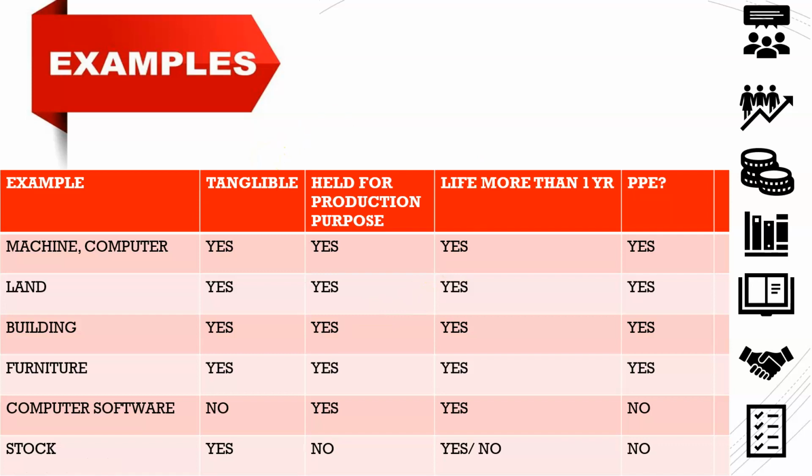So we can very well see with the help of these examples that to be categorized as a plant, property, equipment, we need to have three things at all times. That is, it should be tangible, held for production purpose, and have life more than 1 year. This is very important from the exam point of view, for the MCQs that I'll share with you later on. So you need to understand what can be categorized as a plant, property, equipment.